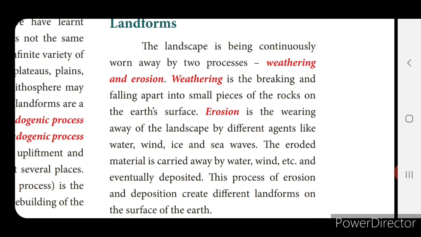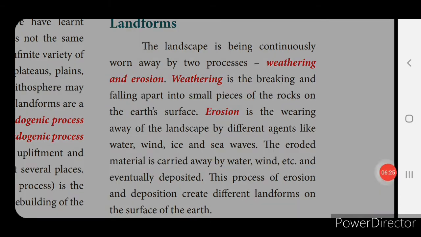In short, we can say erosion means aripu, arikkirathu. The eroded material is carried by water, wind etc. and eventually deposited. This process of erosion and deposition creates different landforms on the surface of the earth, because of the erosion of the uplifted portion or deposition in the lower land portion. In this lesson we are going to see all these landforms.